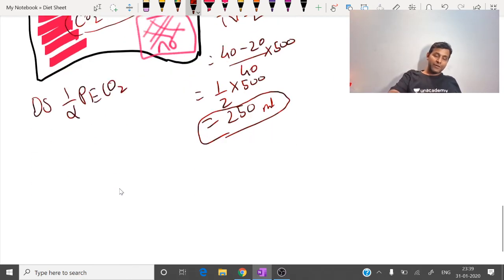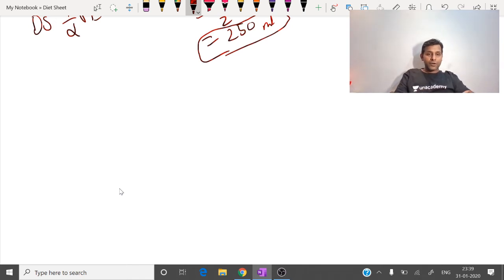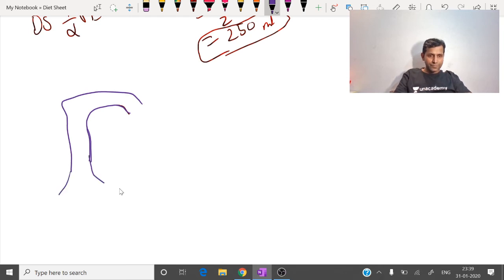One more clinical application we'll try to understand. Now if I draw the passage of the airway, it starts from the nostril, goes to the trachea, not the esophagus, trachea, bronchi and bronchioles. So this becomes your trachea, this becomes your nasopharynx, and this becomes the nose, nostrils.